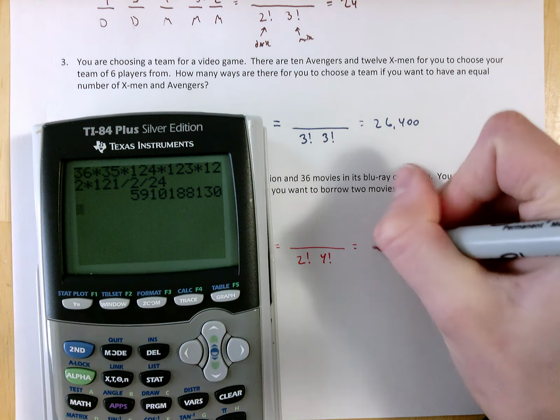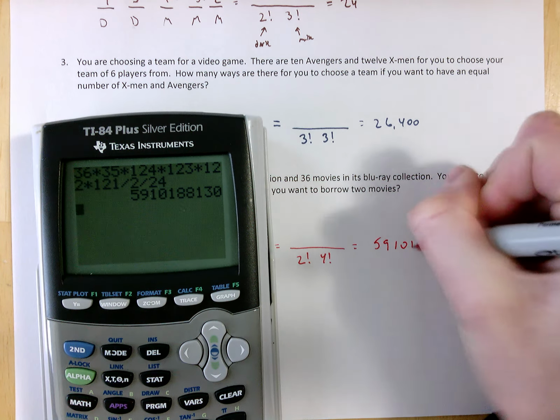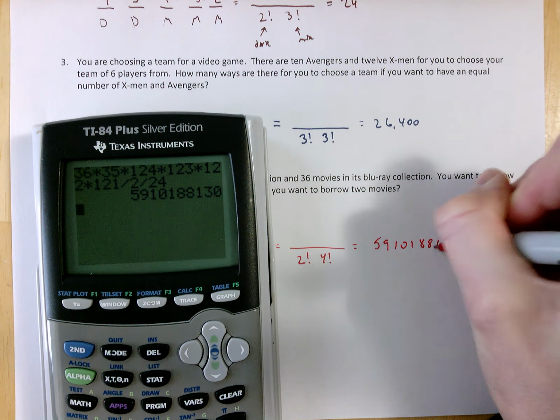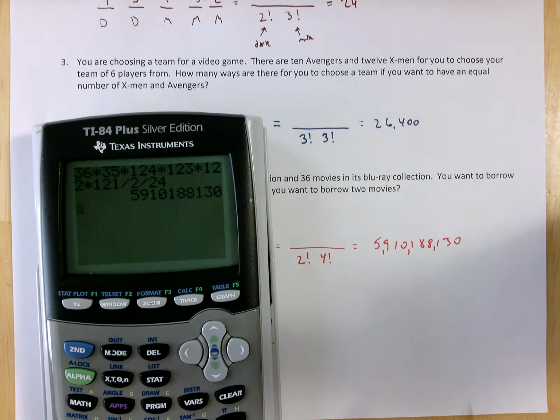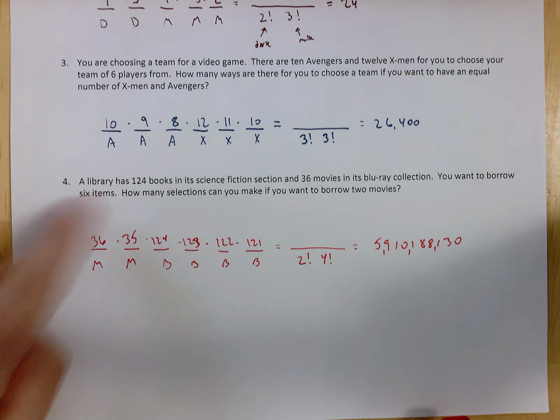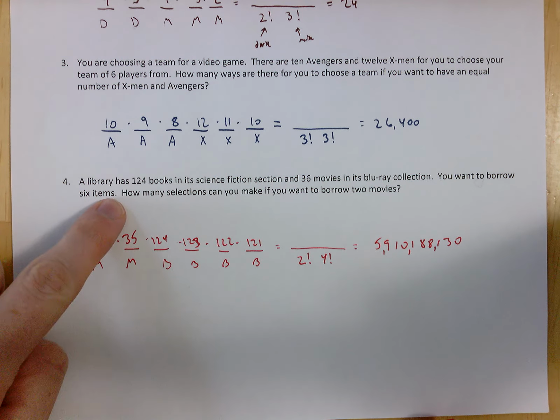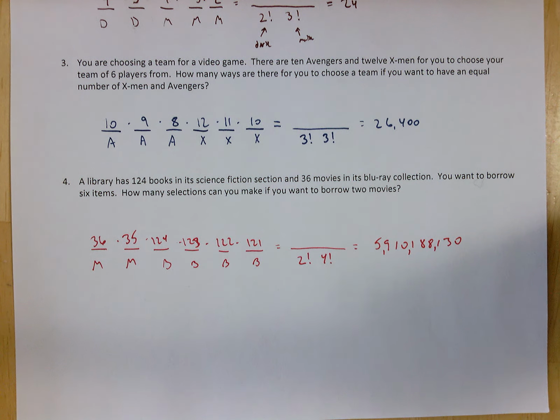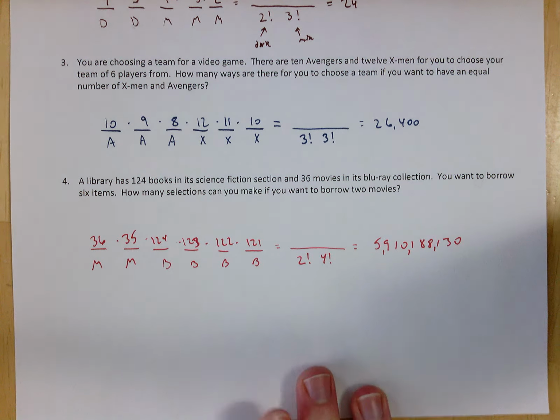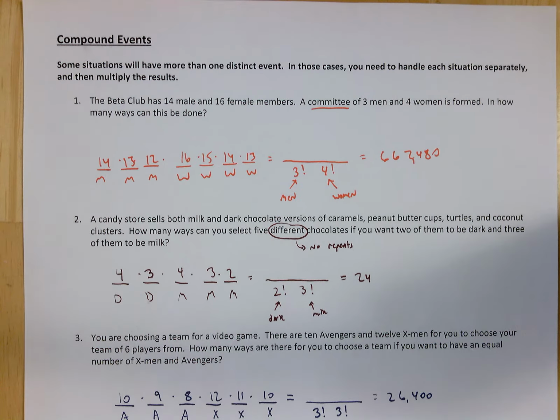So that's a nice big number. 59101888130. Throw some commas in there so I can read this thing. Almost 6 billion different options, right? And like, that's a pretty small library, right? Only 124 books and 36 movies. It's pretty small. Think about like the Derry Public Library and all the different books they have and all the different movies and everything else that they have. Like, they have more than just books and movies, right? So think about how many different selections you could make if you went in there to pick some stuff out. Sounds great, right? It makes you want to go to the library.